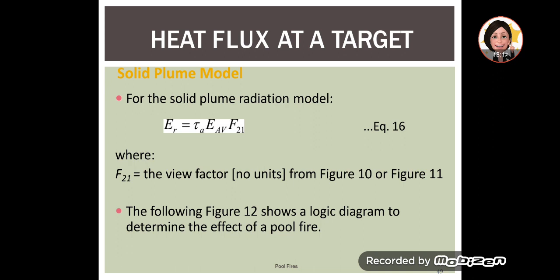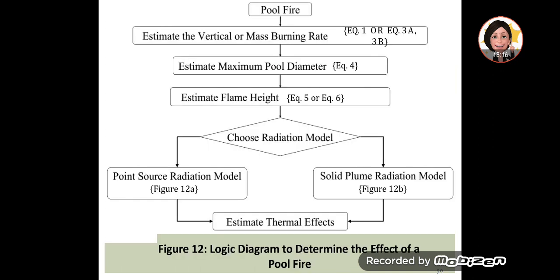Let's see figure 12, which gives us a logic diagram on how to determine the effect of a pool fire. This is to summarize the lecture for this slide. If we have a pool fire, first we need to estimate the vertical or mass burning rate. These are the equations that we use. Then we estimate the maximum pool diameter using equation 4, and then estimate the flame height using equation 5 or 6. Then you have to choose the radiation model. For light hydrocarbons, we use the point source radiation model. For heavier ones, we can use the solid plume radiation model, and we estimate the thermal effects.